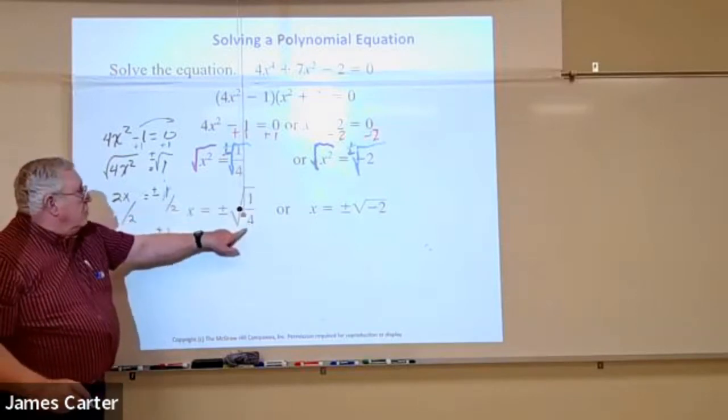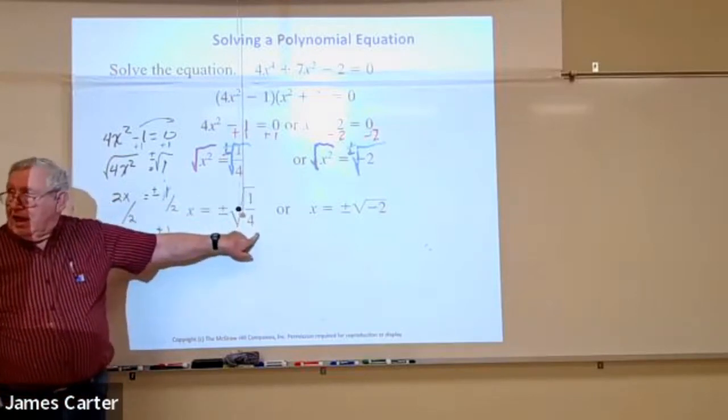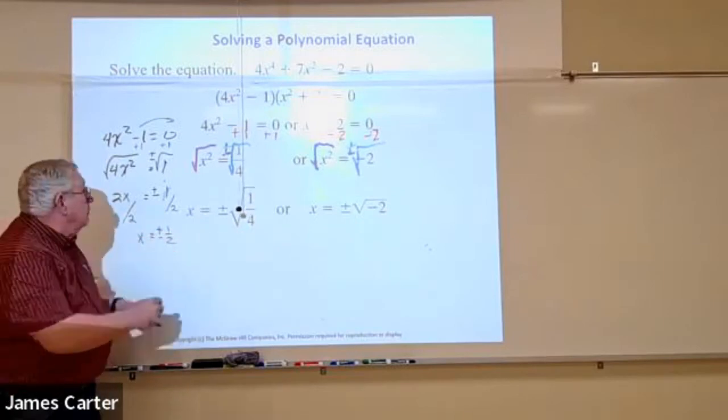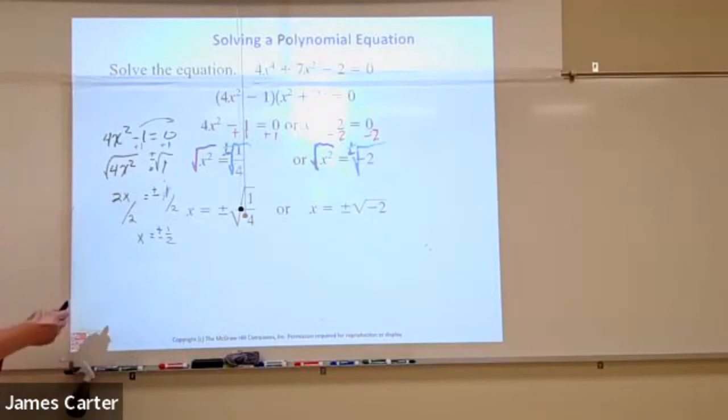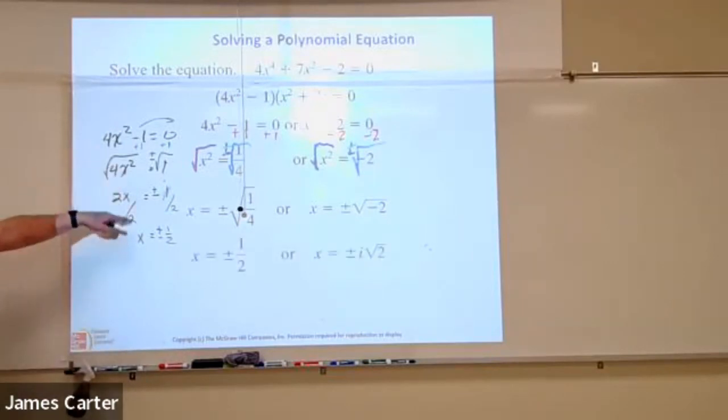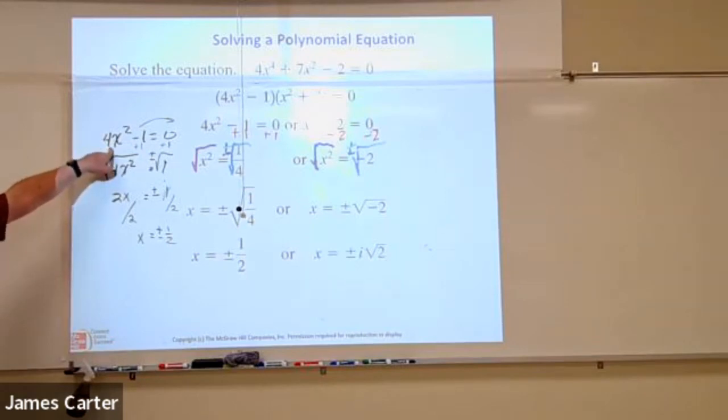Well, square root of 1/4 is 1/2, plus or minus. So I could have done it this way just as easily on this problem, because that's a perfect square. If that weren't a perfect square, then you couldn't do it this way. Okay? Can I go on?